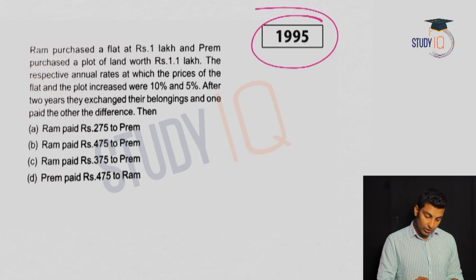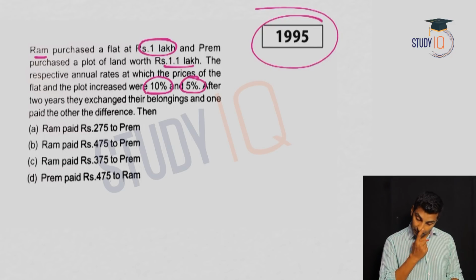Okay, so how will you solve? Ram purchased a flat at 1 lakh, and Prem purchased a plot of land worth 1.1 lakh. The respective annual rate at which the prices of the flat and the plot increases is 10% and 5%. After 2 years, they exchange their belongings and one paid the other the difference.